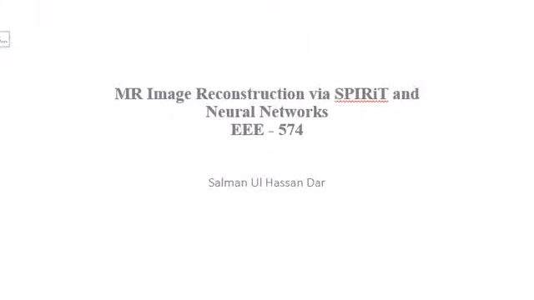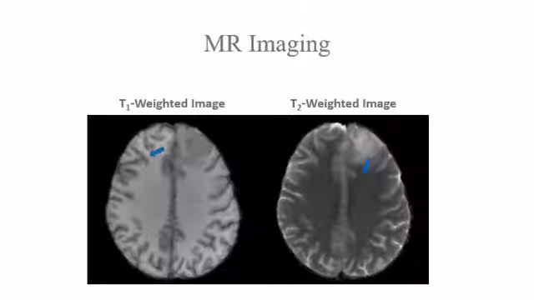So the topic of my presentation is MRI image reconstruction via SPIRiT and neural networks. MRI is a dominant imaging modality for studying neuroanatomy. In MRI, the soft tissues in the brain can be imaged with different contrasts by using separate pulse sequences. For instance, T1 weighted images clearly delineate the gray matter and the white matter, as you can see here. On the other hand, T2 weighted images are useful for visualizing tissue abnormalities like lesions.